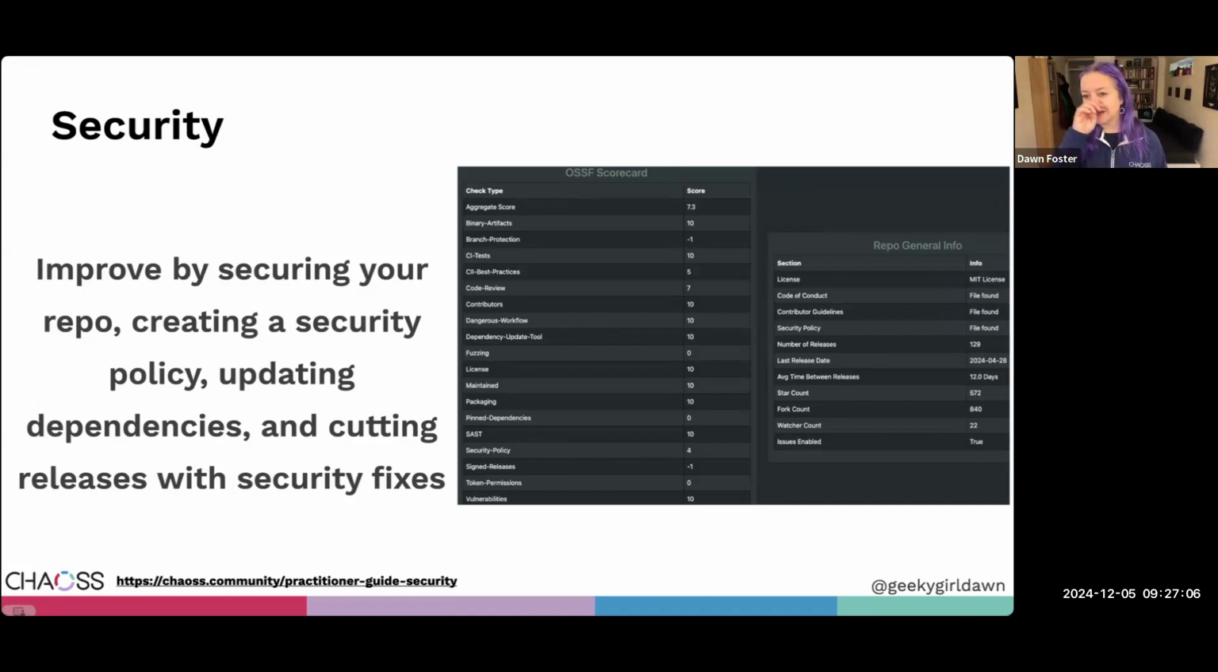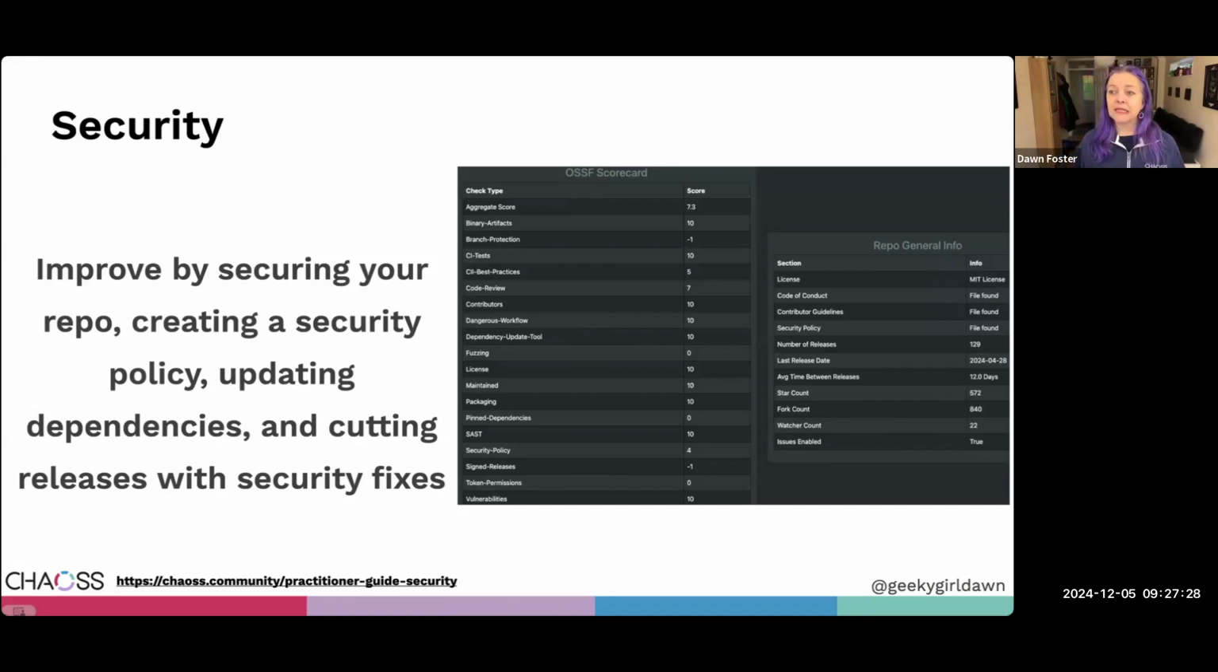And many of these improvements are really well documented in the OpenSSF best practices badge criteria. So even if you don't plan to actually apply for a badge, working your way through the OpenSSF best practices badge criteria is a good way to make security improvements. And as always, you can find more details in our security practitioner guide.